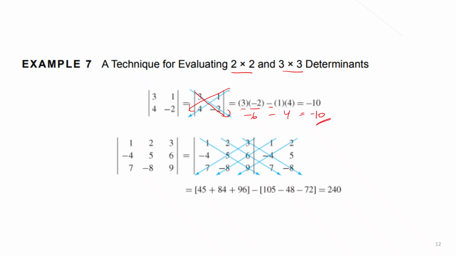Yeah, and then this one takes quite longer, so we have 1 2 3. First you need to mirror this one and this one, and then we have 4 5 6. Okay, so the first one, 1 multiplied by 5 multiplied by 9 is 45. 2 multiplied by 6 multiplied by 7 is 84. 3 multiplied by minus 4 multiplied by minus 8, 96.